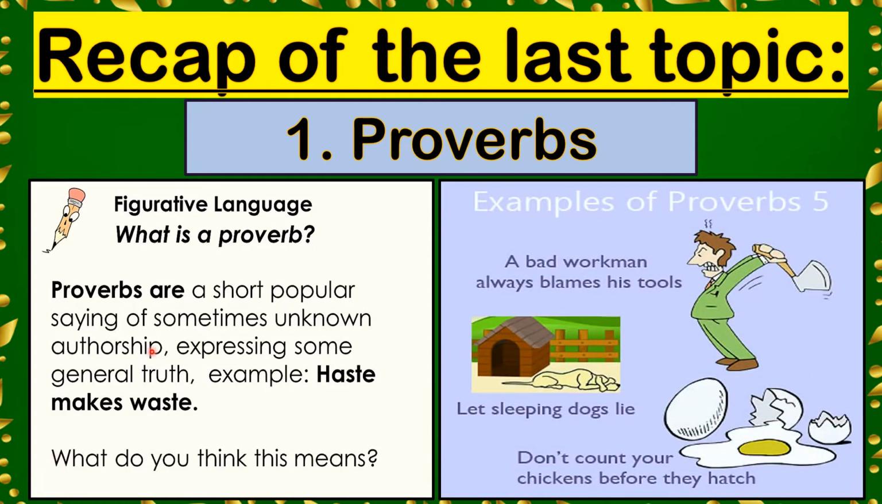Some samples of proverbs are the following. Number 1, a bad workman always blames his tools. Number 2, let sleeping dogs lie. And number 3, don't count your chickens before they hatch.